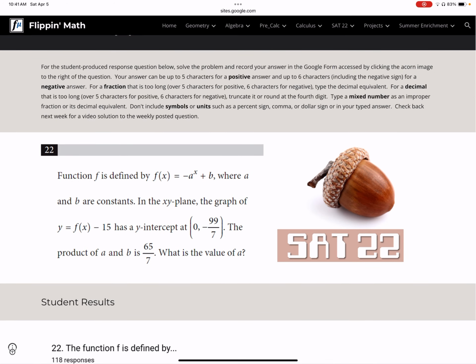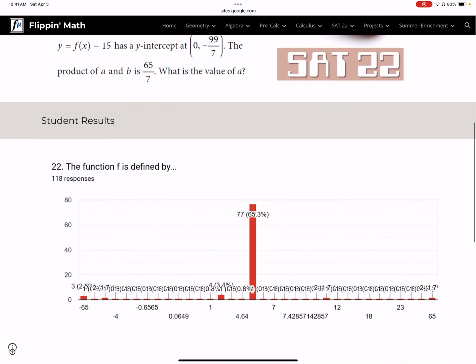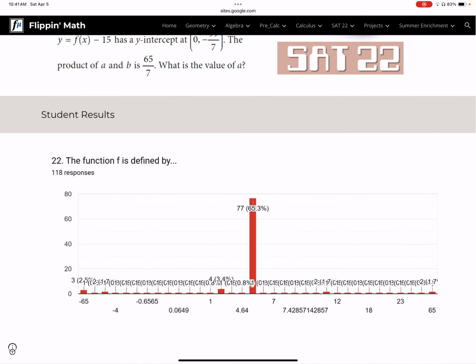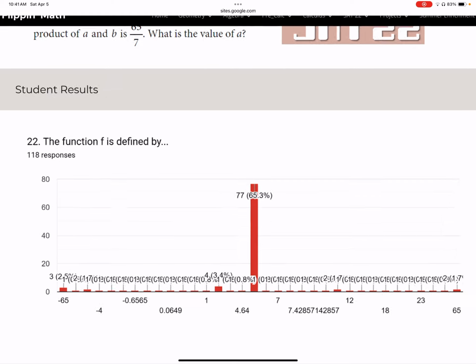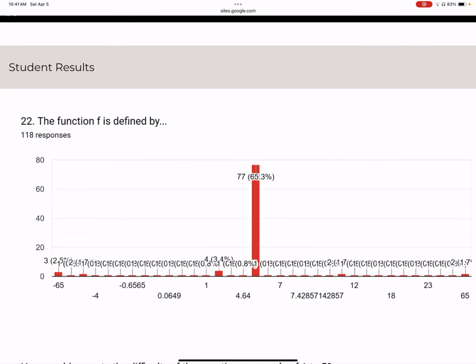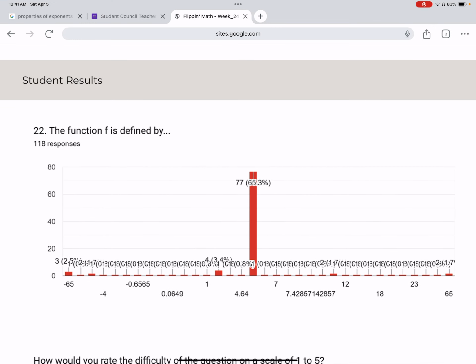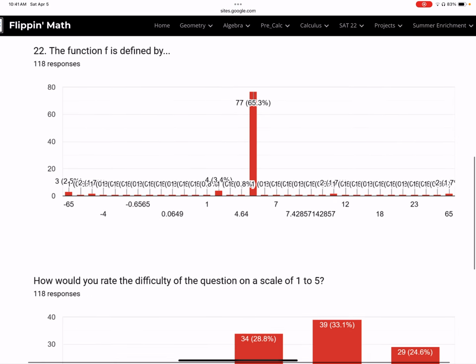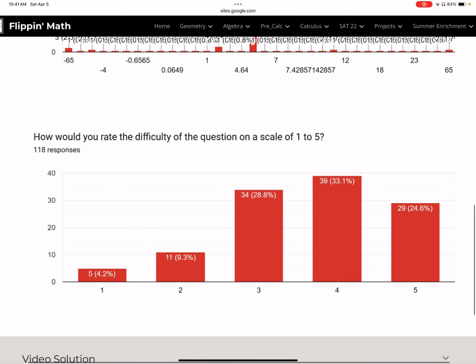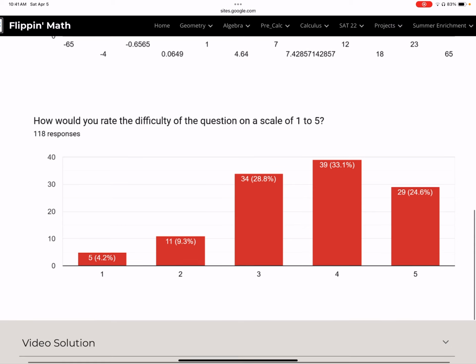Let's take a look at how we did on this question. Well, we can see that we have a variety of answers here, ranging from negative 65 to positive 65, with one little spike, hard to see, but it is specifically at 5, which was the correct answer. And 77 of us, 65%, said that was the correct answer. Okay, and we rated this thing. It was definitely on the medium to hard side of the SAT kind of questions.